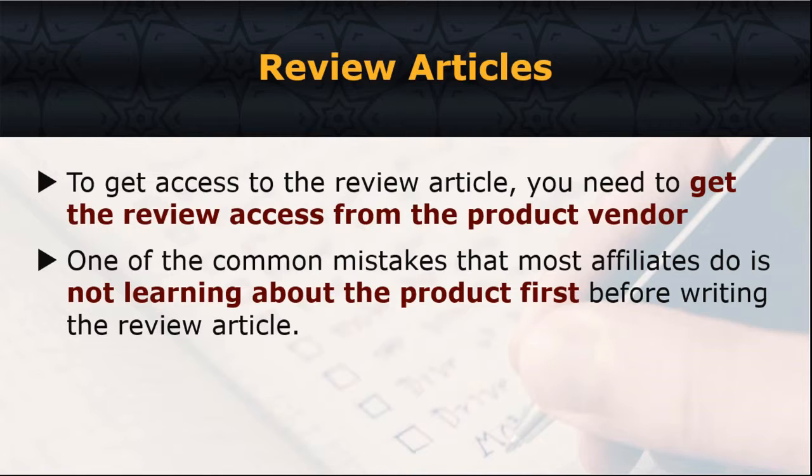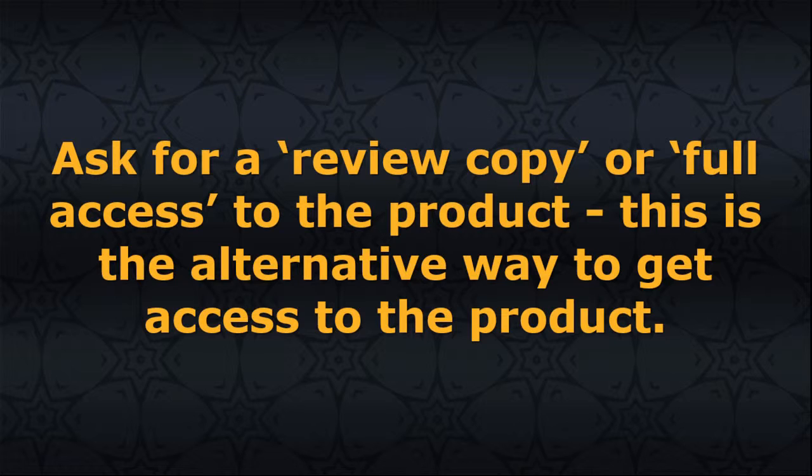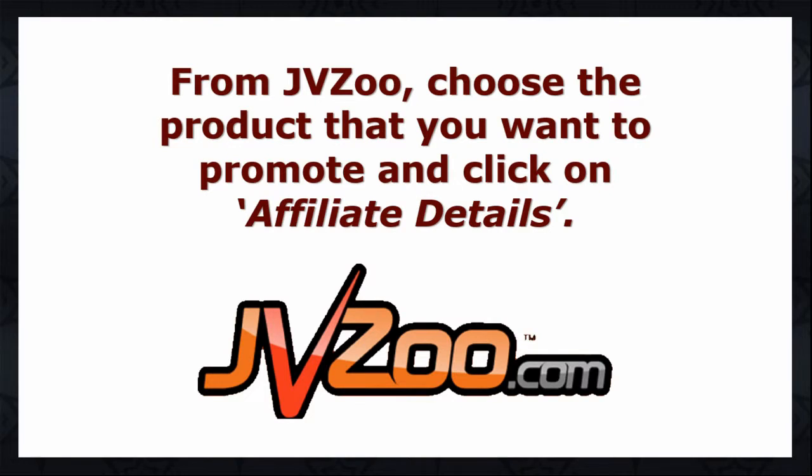One of the common mistakes that most affiliates make is not learning about the product first before writing the review article. You should contact the product vendor for all the necessary information. Ask for a review copy or full access to the product. This is the alternative way to get access to the product. From JVZoo, choose the product that you want to promote and then click on Affiliate Details. The vendor will tell you what to do should you need information regarding the product for the review article.